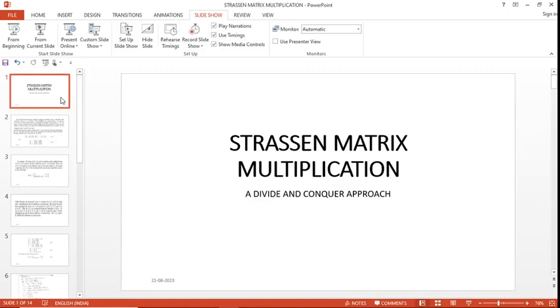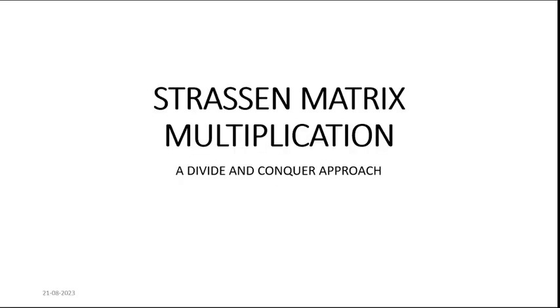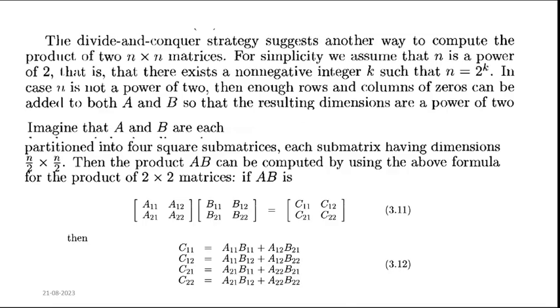Okay, students, today we are going to discuss Strassen matrix multiplication, which uses the divide and conquer strategy. The divide and conquer strategy suggests another way of computing the product of two n cross n matrices.